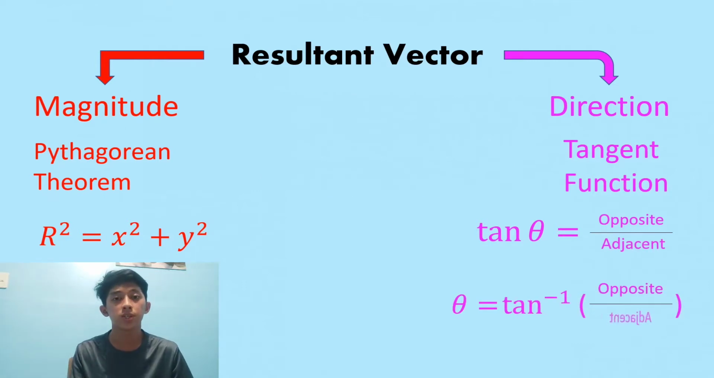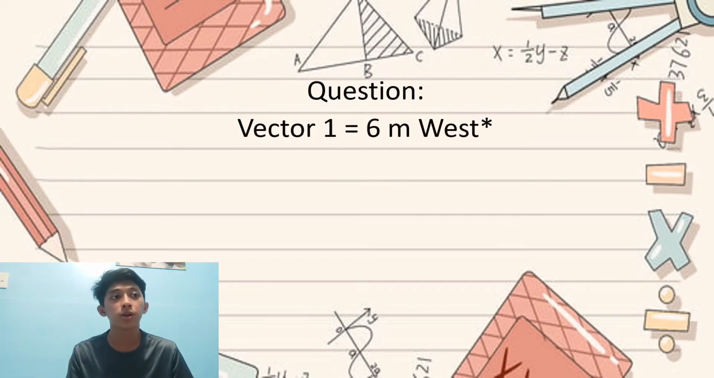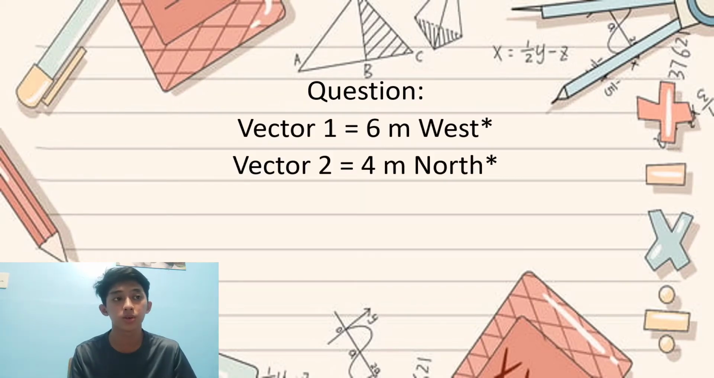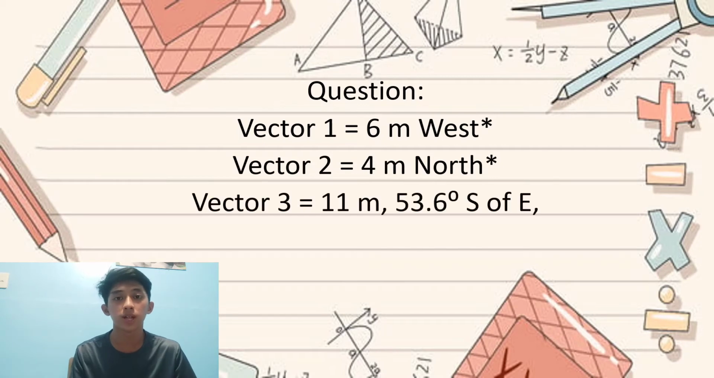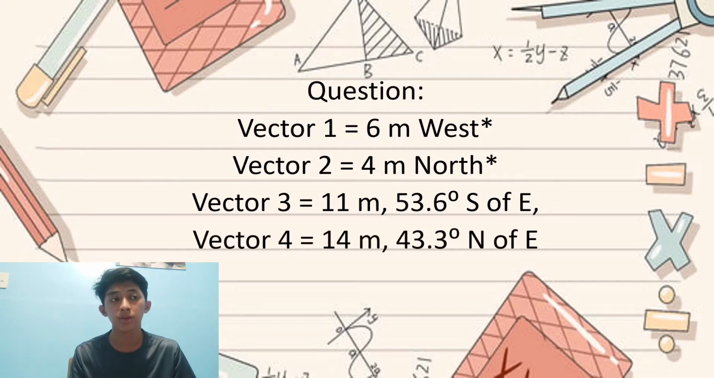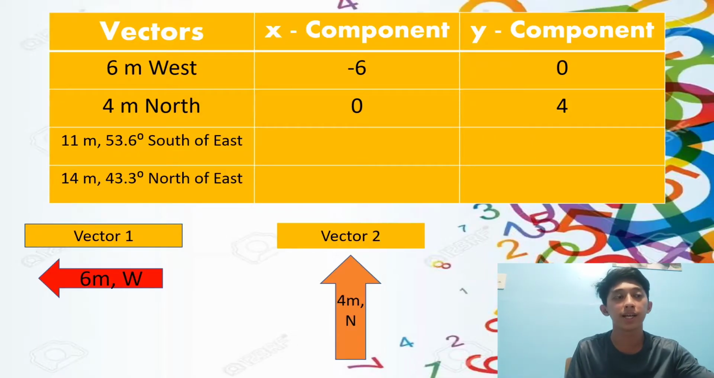So, this is our given example. Vector 1 is equals to 6 meters west, vector 2 is equals to 4 meters north, vector 3 is equals to 11 meters, 53.6 degrees south of east, and the last vector is 14 meters, 43.3 degrees north of east. So, we will find the x component and y component of each vector.